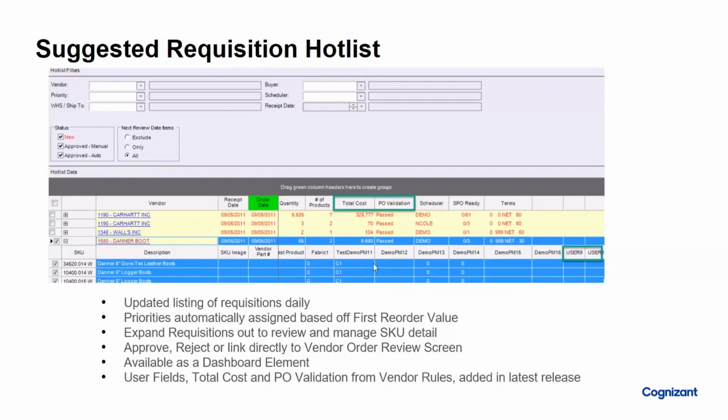And then up top also to call out, we now have visibility to the total cost for the requisition from the hot list, as well as the PO validation. So whether it is passed or failed, and all of that is just based off of the vendor rules and the setup that you have in the system.